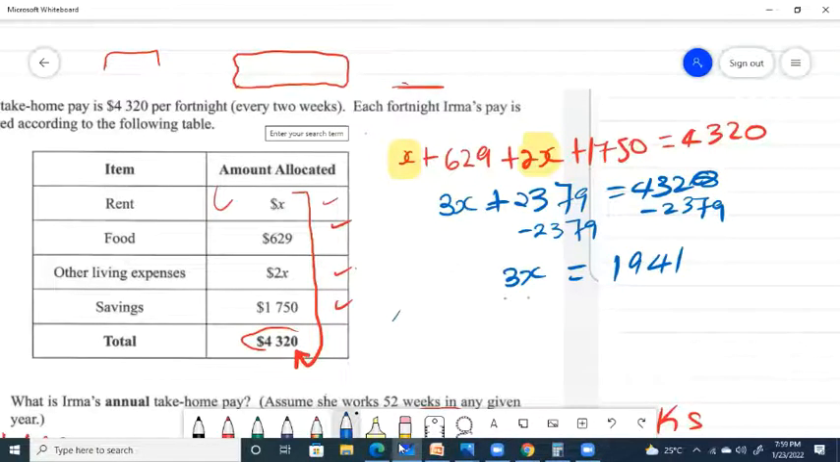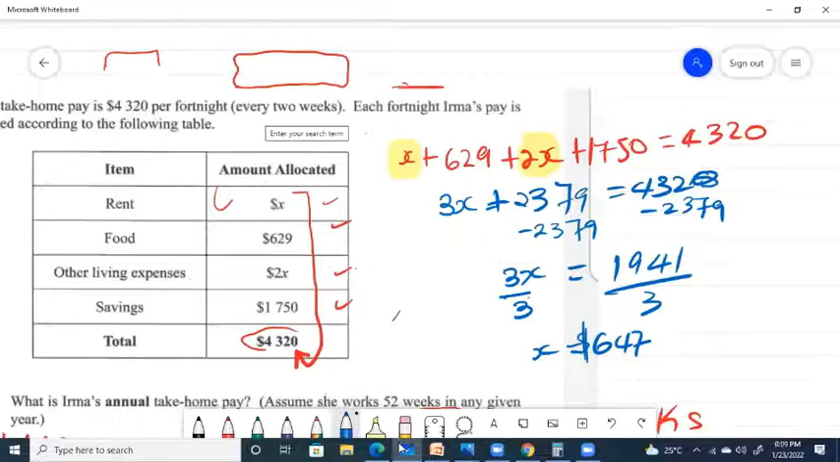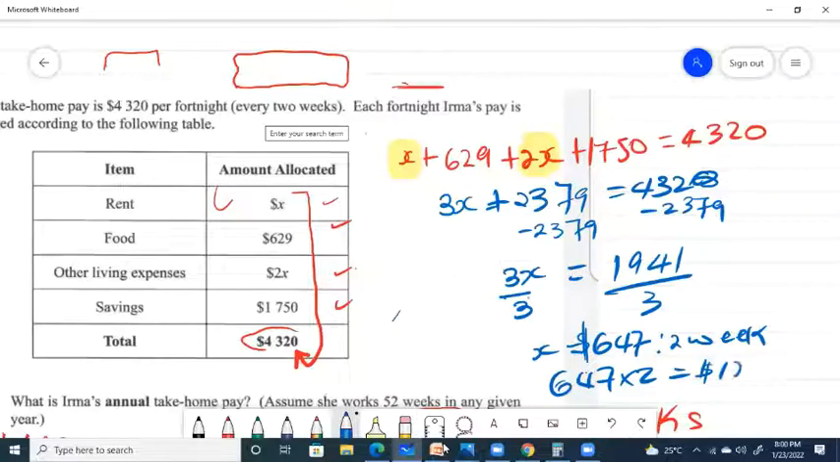$1,941. We're going to divide this by 3. X is equal to 647. This is for 2 weeks. The question wanted for a month, so you're going to make sure that you double this. You see the trick? A lot of people are doing this. So for the month, it's going to be $1,294 for the month, because we get the 2 weeks thing here, but they wanted to know for a month. So that's the answer for the month. Clear enough?